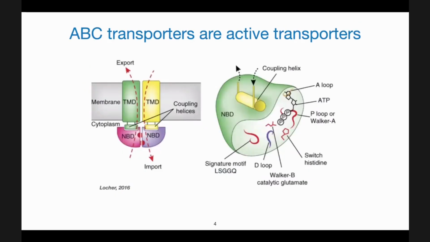Now I will give you a short introduction to ABC transporters. ABC transporters are ubiquitous in nature, a large superfamily of membrane proteins present in prokaryotes as well as eukaryotes. They are usually made up of two TMD domains, which form the pathway across the membrane, and two NBD domains, called nucleotide binding domains. These nucleotide binding domains have ATP binding sites composed of conserved sequences: A loop, P loop, ATP switch histidine, Walker B, Walker A, D loop, and signature motif.